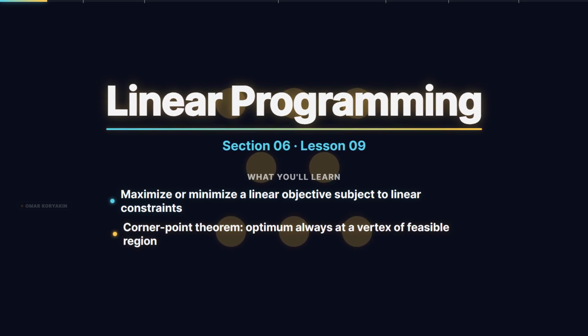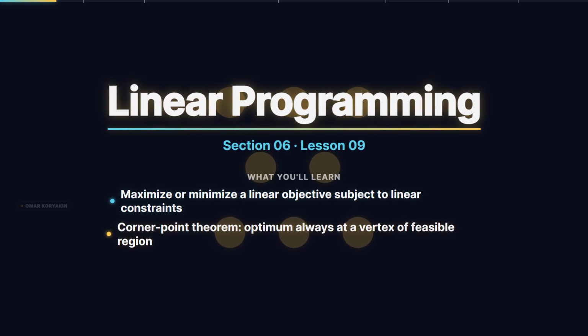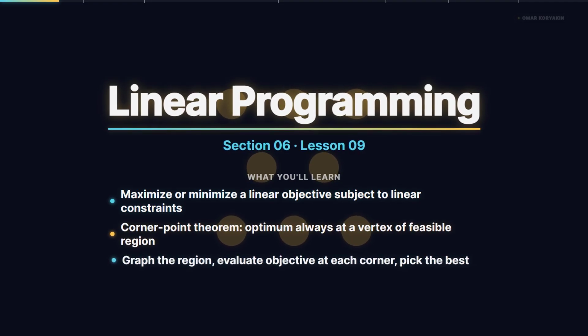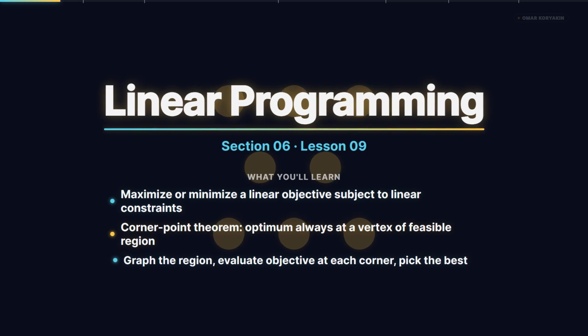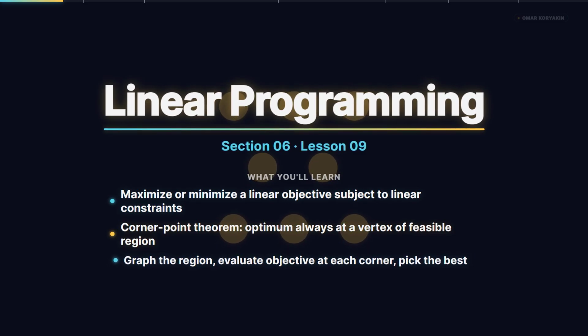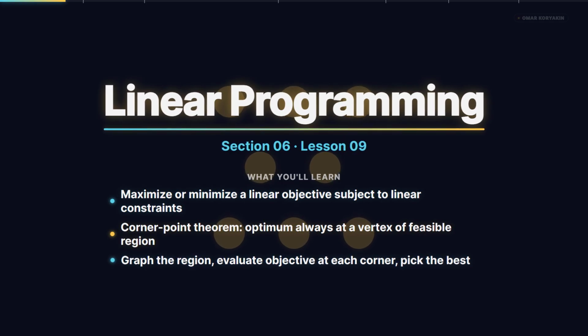Second idea. The corner point theorem of linear programming states that the optimum of a linear objective over a polygonal feasible region defined by linear constraints always occurs at one of the corners of the region, called the vertices. The theorem is foundational because it reduces the optimization from searching over the entire continuous region to evaluating the objective at a finite number of corner points. 2 variable LP problems with 3 or 4 constraints typically have 3 or 4 corners, and checking all of them is fast. The 4-step procedure for solving a linear programming problem is Step 1.